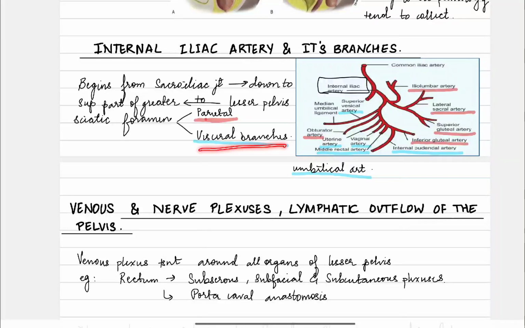Fine. Visceral branches give to organs: internal pudendal artery, middle rectal artery, vaginal artery, uterine artery, superior vesical artery. And it also gives the umbilical artery. The internal pudendal artery I already mentioned; superior vesical and inferior vesical would be there. Next is the middle rectal artery. Uterine artery, vaginal artery and also the umbilical artery it would give.